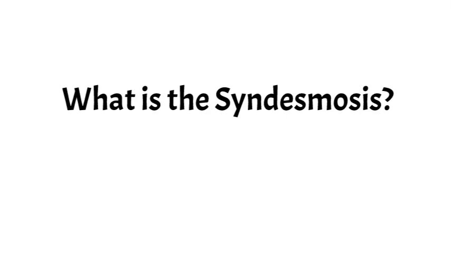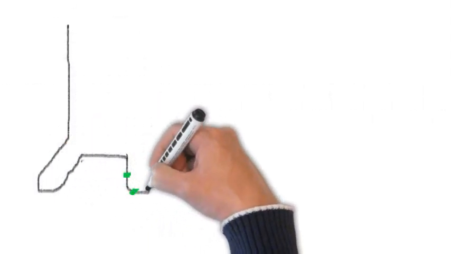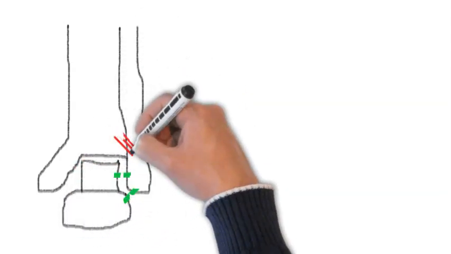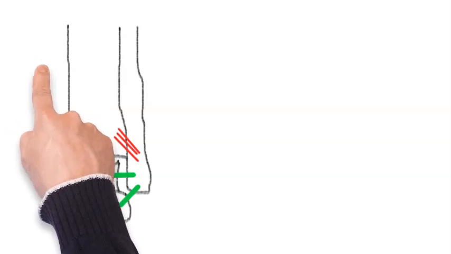Just to remind you all what a syndesmosis injury is, it's an injury to the ankle, usually an area which is in line with the fourth toe. We're going to draw an ankle just from the front here as we did in our last video, just to remind you of the bones and what might be injured.